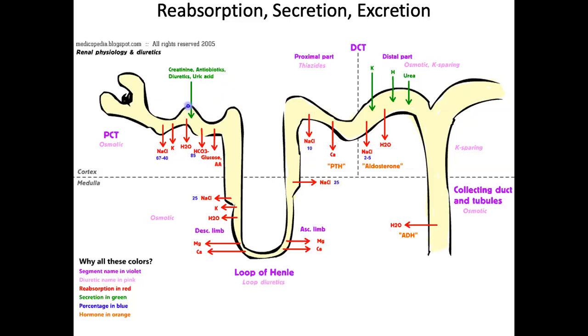What gets secreted? Secreted is in green, so creatinine, antibiotics, diuretics, and uric acid. Keep in mind, protons get kicked out at the proximal convoluted tubule. The descending limb, what do I want you to focus on? Water. In the descending limb, water gets pulled into the interstitium and then into the bloodstream.